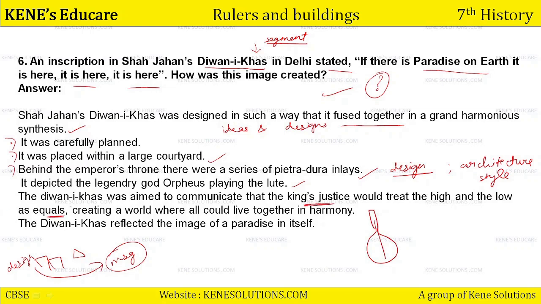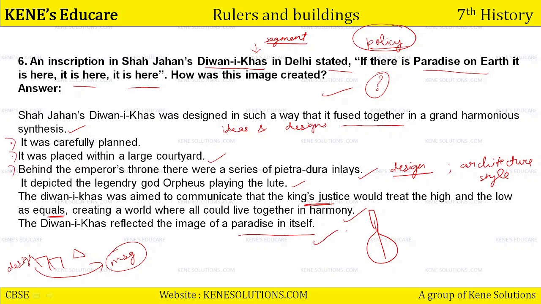The Diwan-e-Khas was aimed to communicate that the king's justice would treat the high and the low as equals, because Diwan-e-Khas was the place where all the policy making was done. सारे ministers यहीं आते थे and all the policy making was done. And policy was done in such a way that the king has to provide justice to all, whether a person belongs to a high class, low class, any religion, any cult, any culture, whatsoever. Okay, creating a world where all could live together in harmony. The Diwan-e-Khas reflected the image of a paradise in itself.